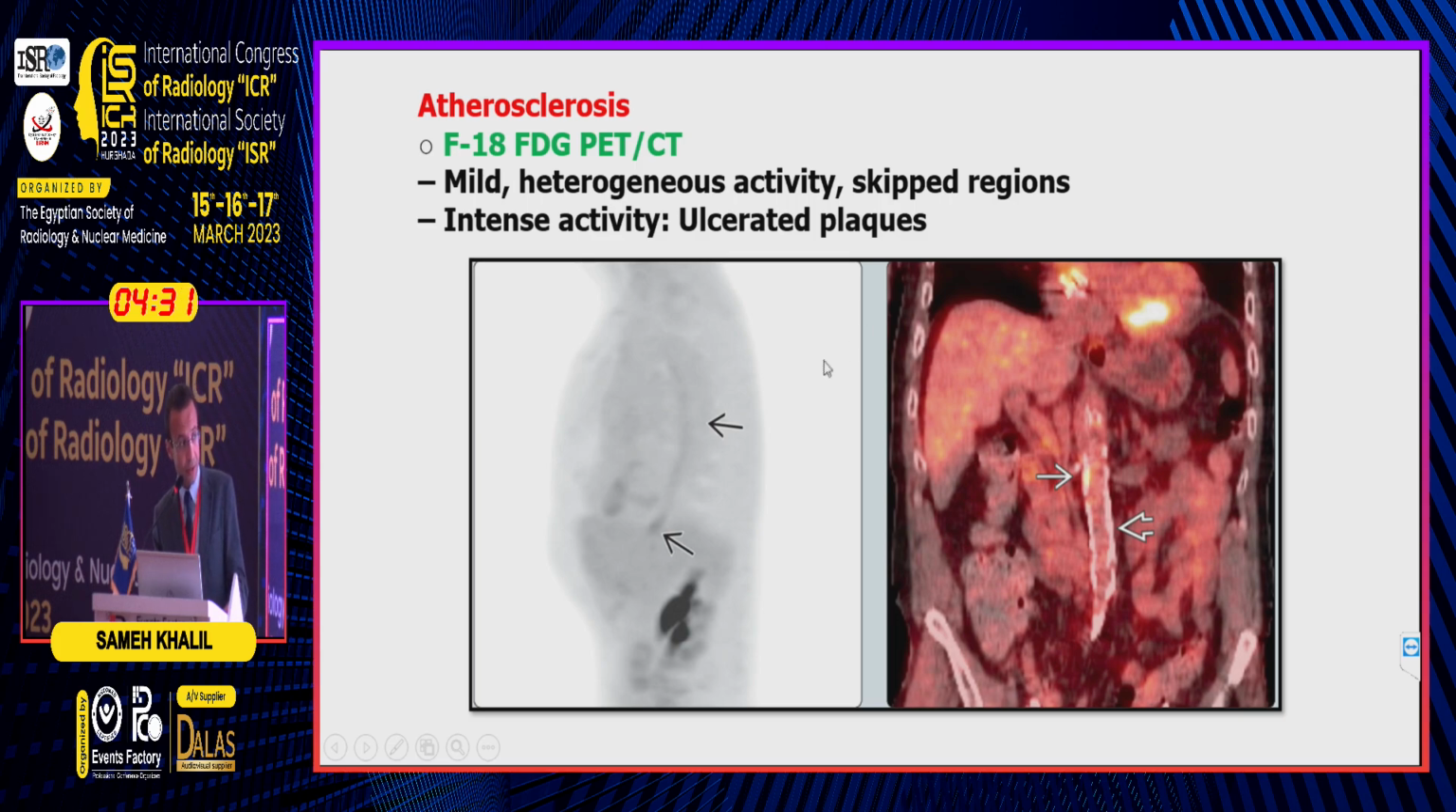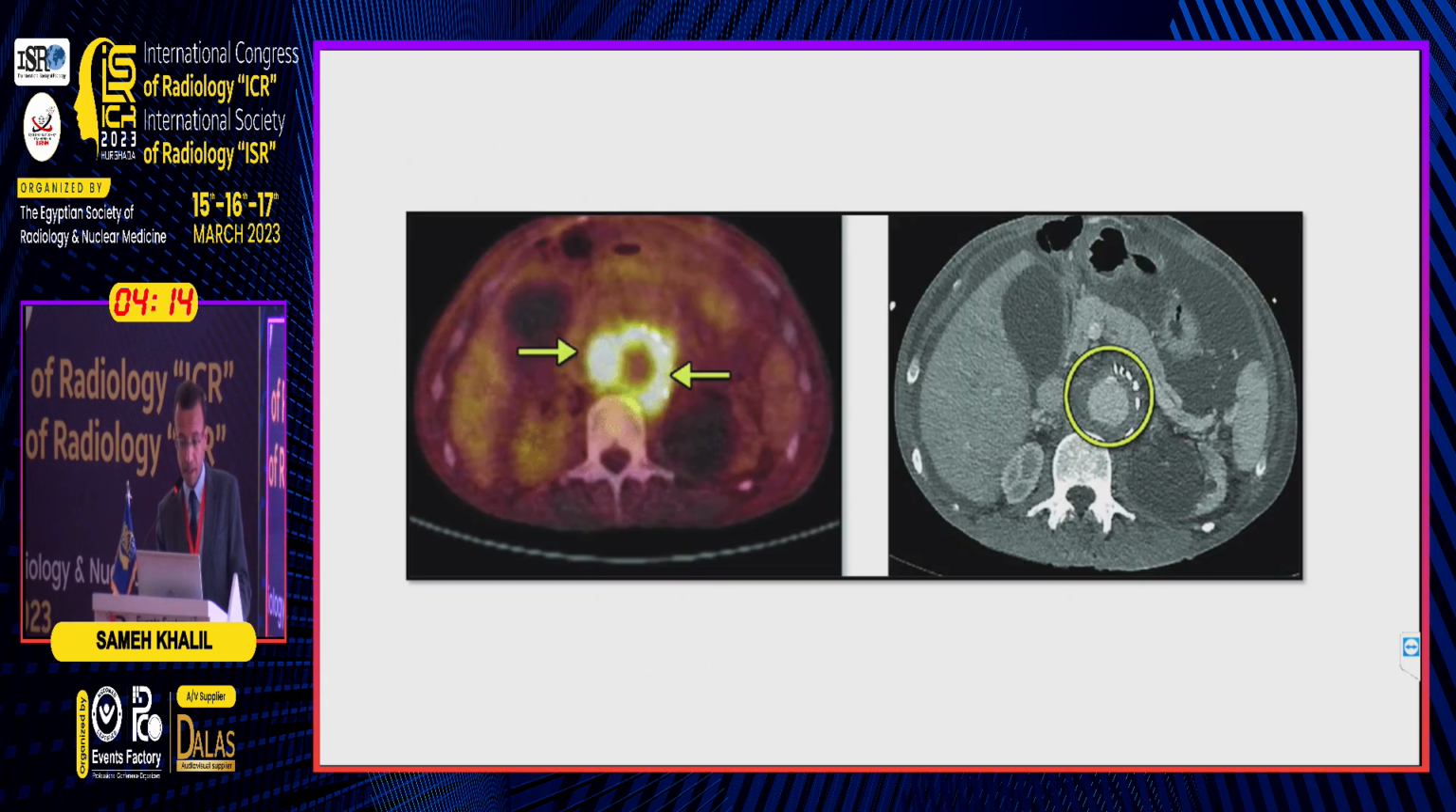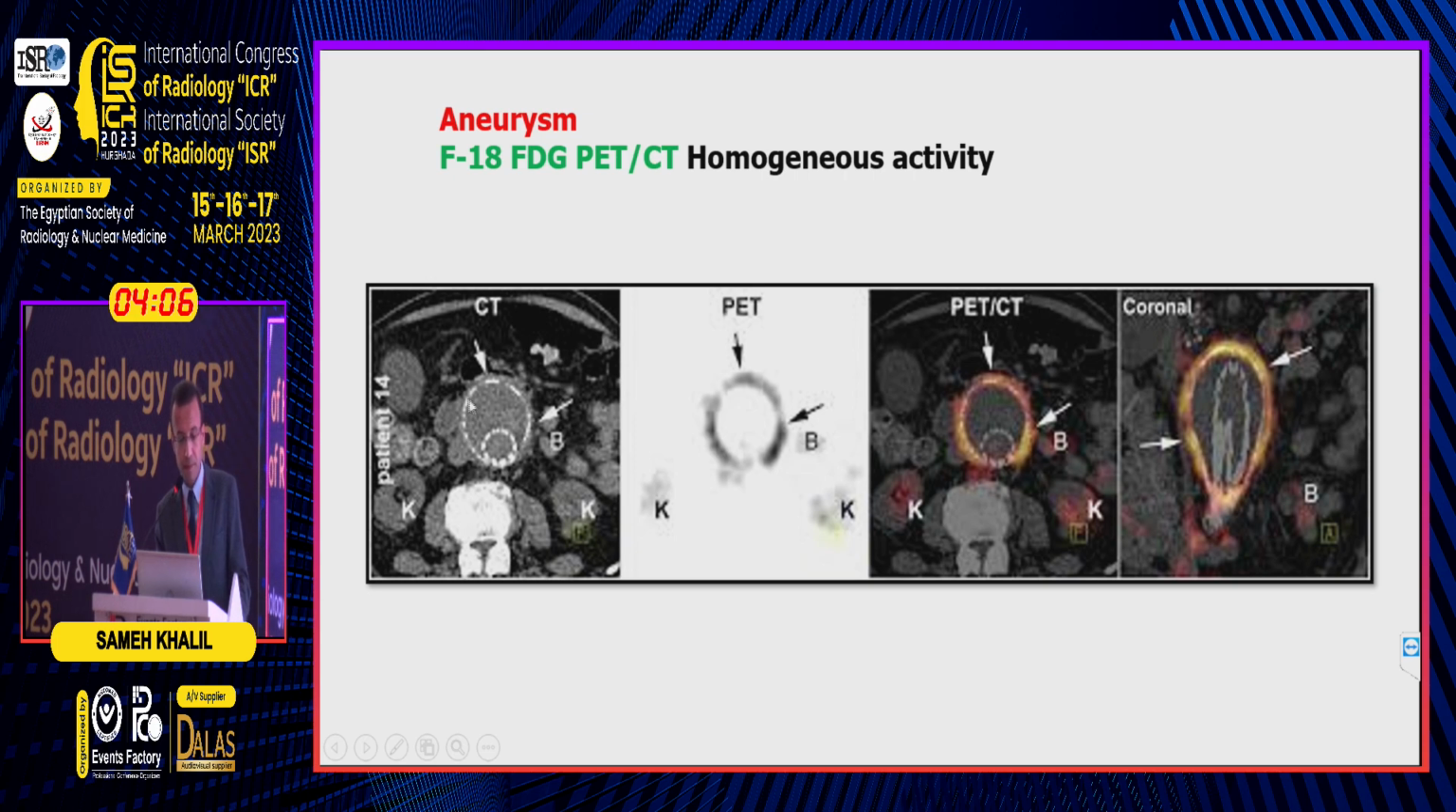Please take care of atherosclerosis. The pattern of atherosclerosis is discrete and low active. Also, we can pick up the activity of infection in vascular grafts. We can differentiate between peri-aortic abscess, peri-aortic inflammation, and just a simple aneurysm with this linear homogeneous uptake.